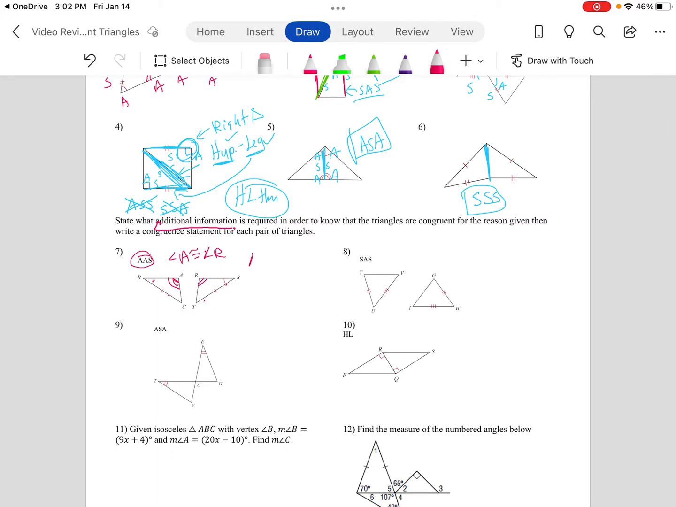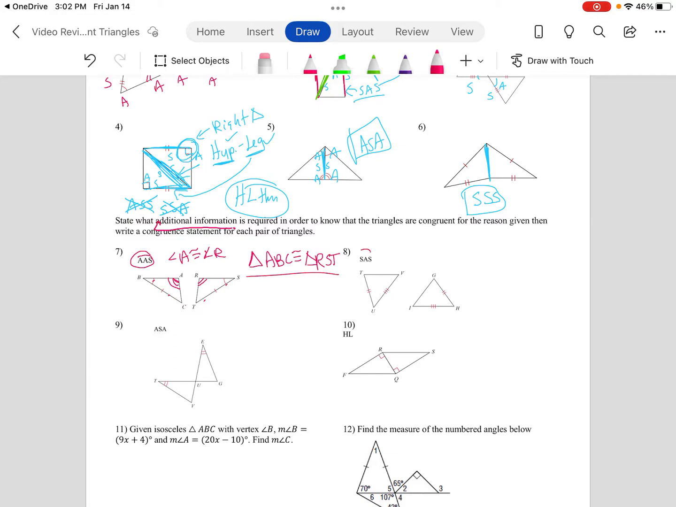And therefore, and it says write the congruent statement, something you need to know, I'm going to write triangle ABC is congruent to triangle. Well, A corresponds to R. B corresponds to S. And C corresponds to T, and so there's my congruent statement.